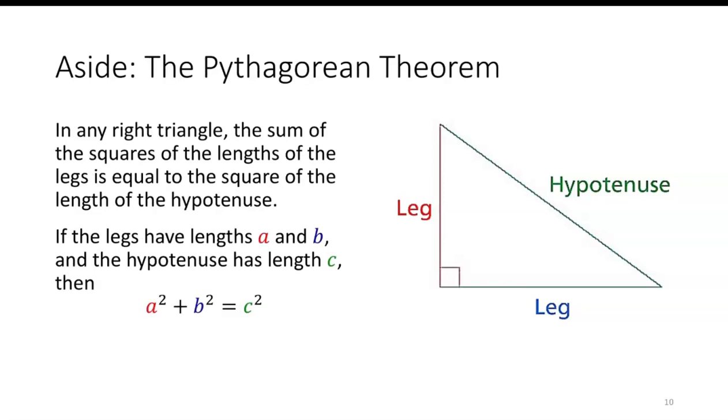In any right triangle, the sum of the squares of the lengths of the legs is equal to the square of the length of the hypotenuse. Or, said a little bit differently, if the legs have lengths of a and b, and the hypotenuse has length c, then we know that a squared plus b squared is equal to c squared.